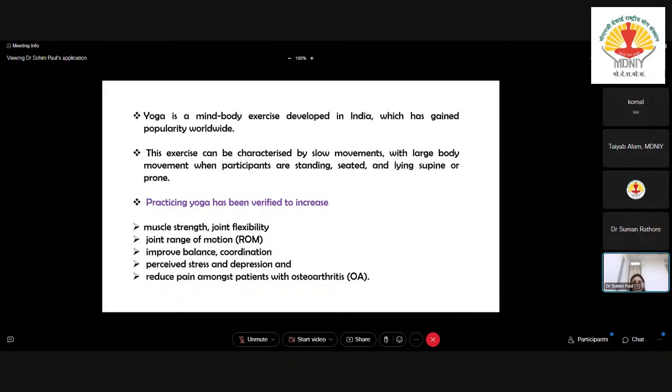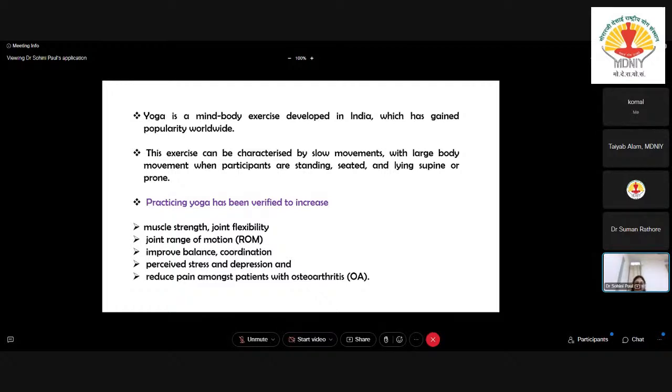So yoga, you all know, is a mind-body exercise which was developed in India. It has an ancient history for us, and it has now gained popularity worldwide. This exercise can be characterized by slow movements with large body movements, which can happen when subjects are in a standing posture, or seated, or lying in a supine or prone condition. All these postures are characterized by some movements, and when you are studying movements, we can study the biomechanics of it.